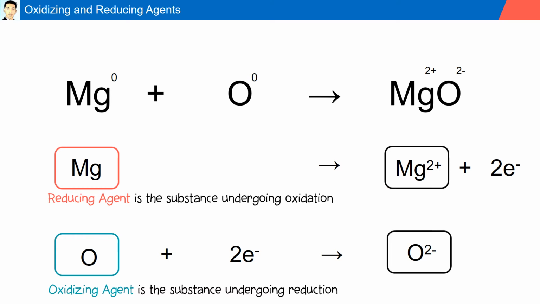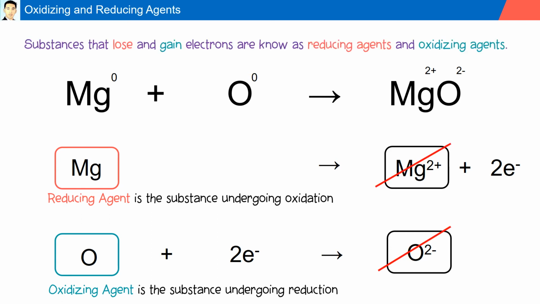Please be careful for this misconception alert. The products are never the reducing or oxidizing agents. Substances that lose and gain electrons are known as reducing agents and oxidizing agents.